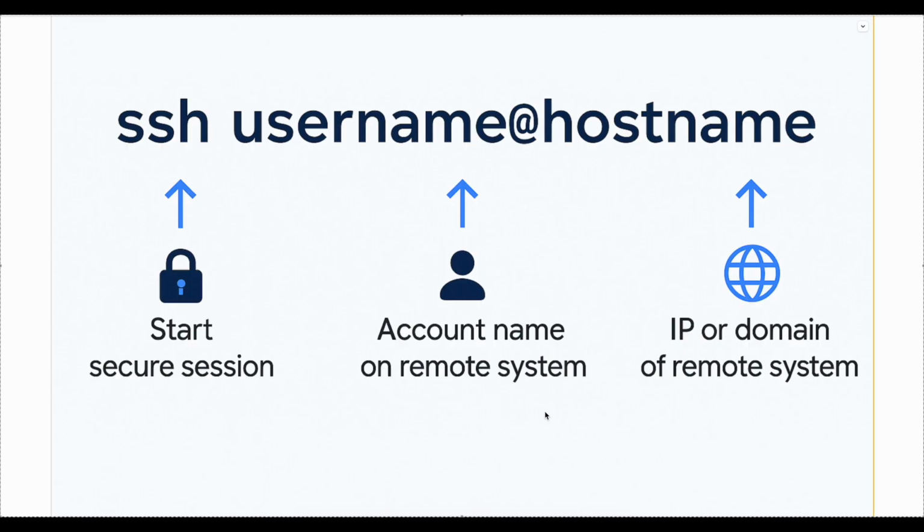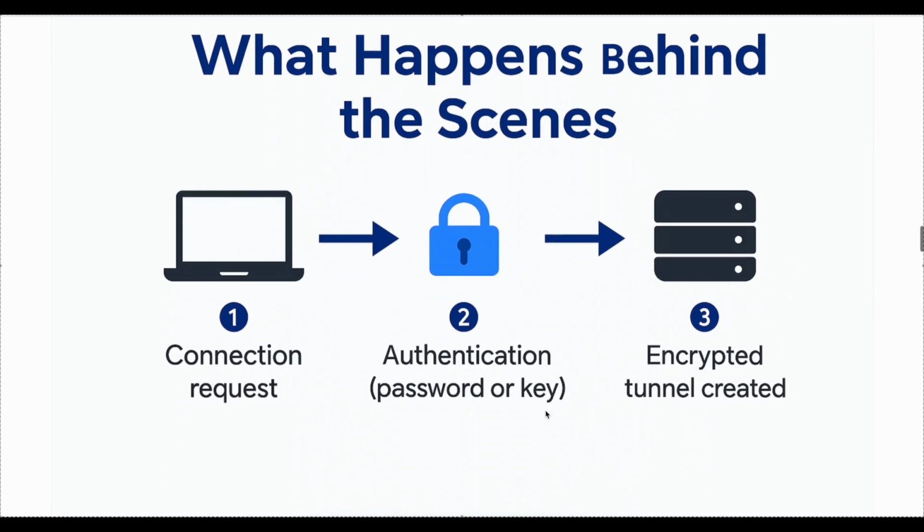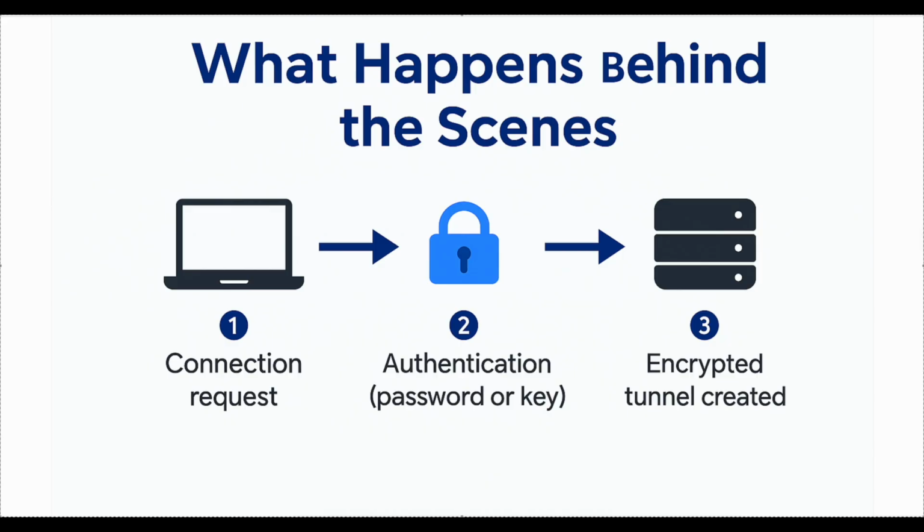Now that we have seen how to connect to an EC2 instance using SSH, let's quickly look at what's actually happening behind the scenes during that connection. Here's a simple breakdown of how SSH works internally. Step 1 is the connection request. When you type that SSH command from your local machine, the SSH client sends a connection request to the remote server, in our case, the EC2 instance running Ubuntu.